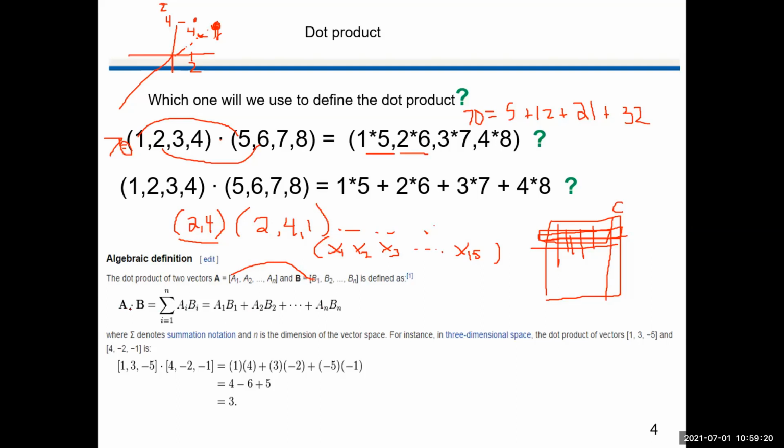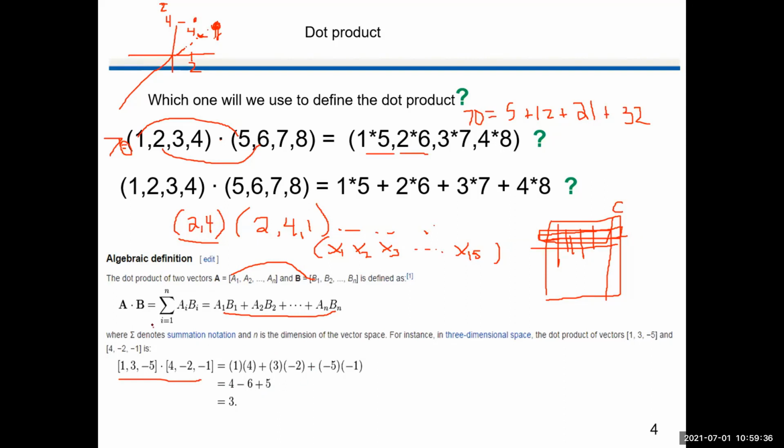But anyway, that's what we mean. A dot B is this. And here's the example here, and here's another example. We get this, we get that, we get 3. So that's called the dot product.